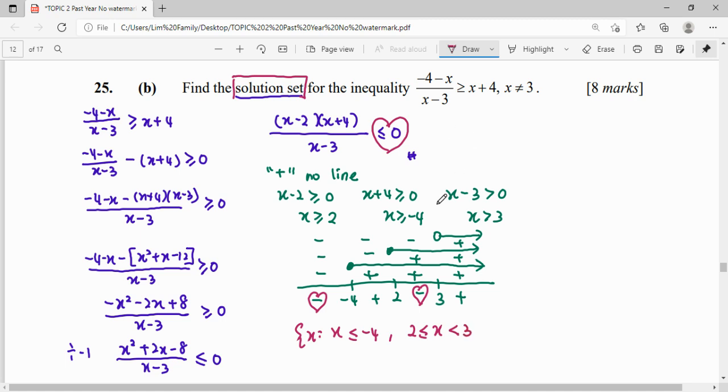You have to be careful here. When you have a closed circle it means it is equal. For 3 here, it doesn't have a closed circle, so we cannot take it equal. So that will be our final answer.